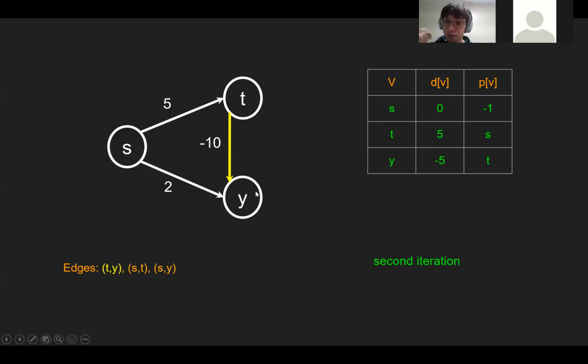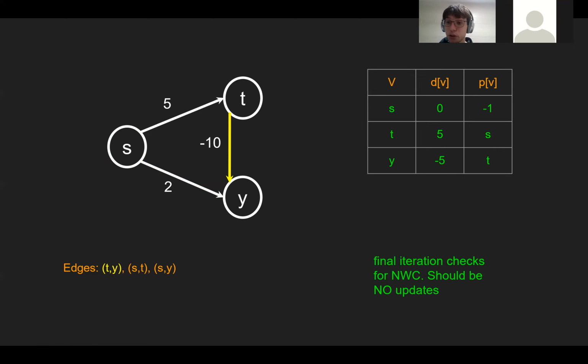We do this one first and we notice, hey, it goes to -5. And then we're relaxing all edges, so relax the other ones. So relax S to T, and it doesn't change anything. T is still 5 and Y is still 2. Okay, so now we're going to do our final iteration.